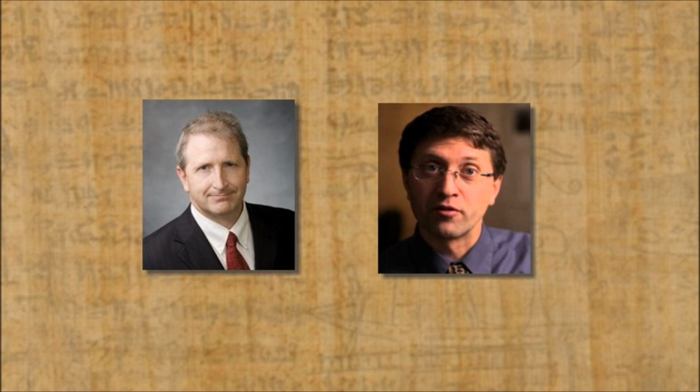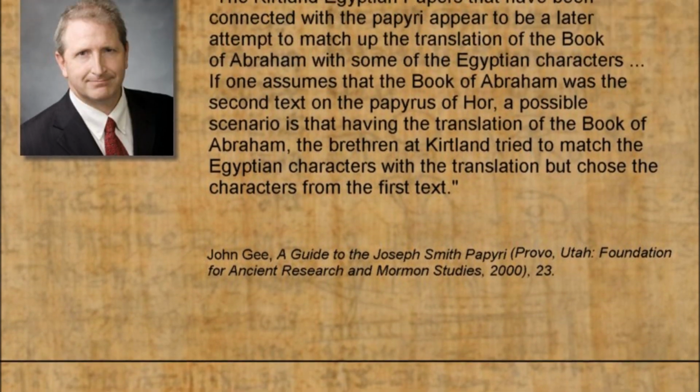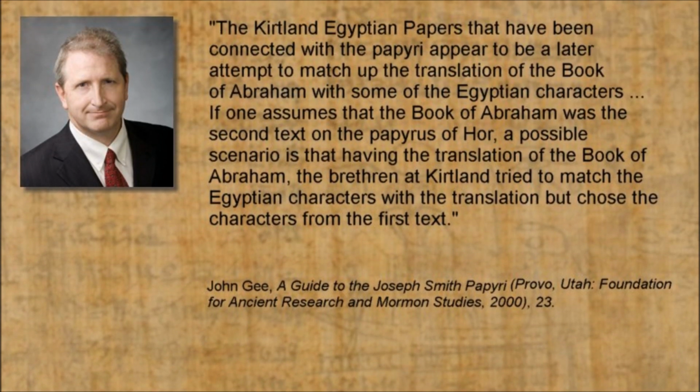In his 2000 book, A Guide to the Joseph Smith Papyri, Gee argued, "The Kirtland Egyptian papers that have been connected with the papyri appear to be a later attempt to match up the translation of the Book of Abraham with some of the Egyptian characters. If one assumes that the Book of Abraham was the second text on the Papyrus of Hor, a possible scenario is that, having the translation of the Book of Abraham, the brethren at Kirtland tried to match the Egyptian characters with the translation, but chose the characters from the first text."